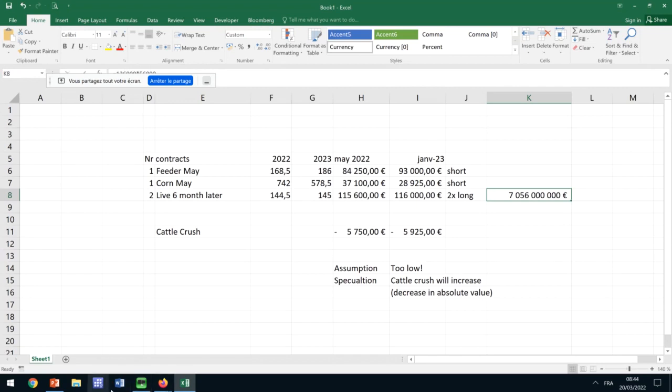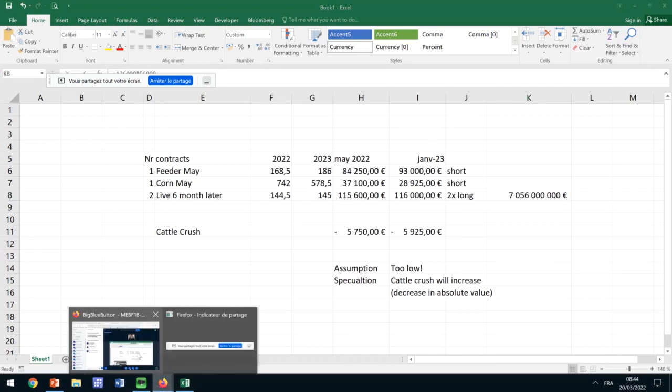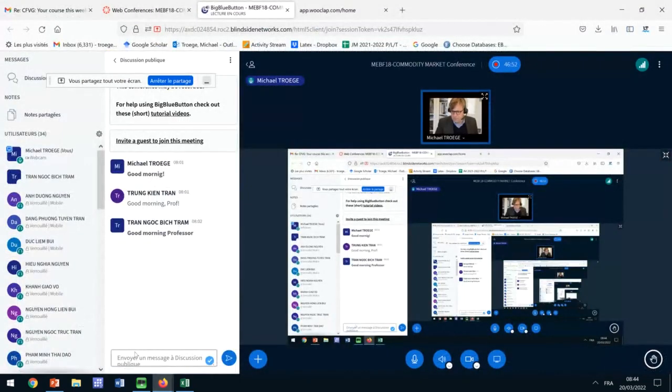You got this. Okay, so that's the cattle crush. So you now know how to raise a financial cow.